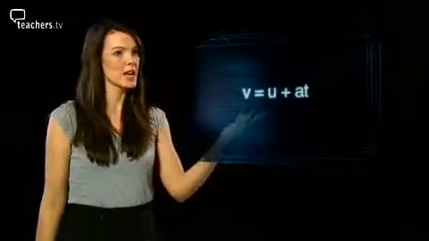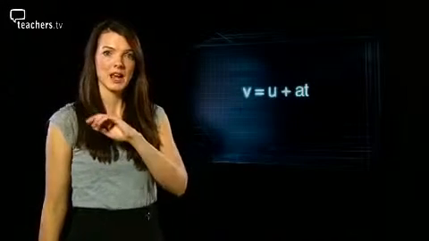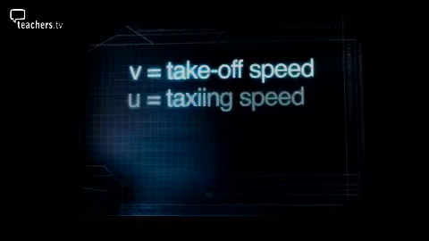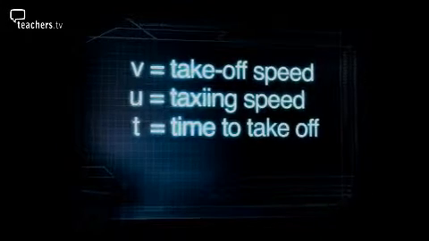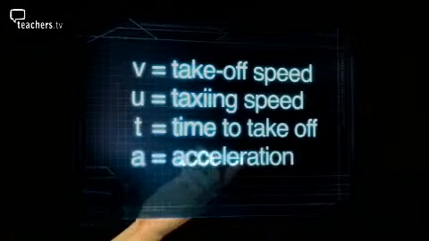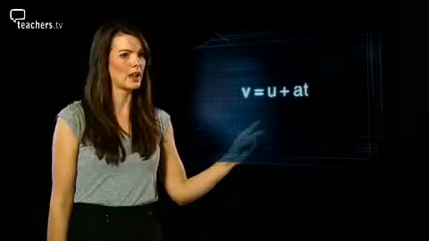I'm going to use v equals u plus at to find out how fast a plane needs to accelerate to take off, where v is the takeoff speed, u is the taxiing speed, t is the time to take off, and I've got to get a as the subject of the formula. And how do I do that?